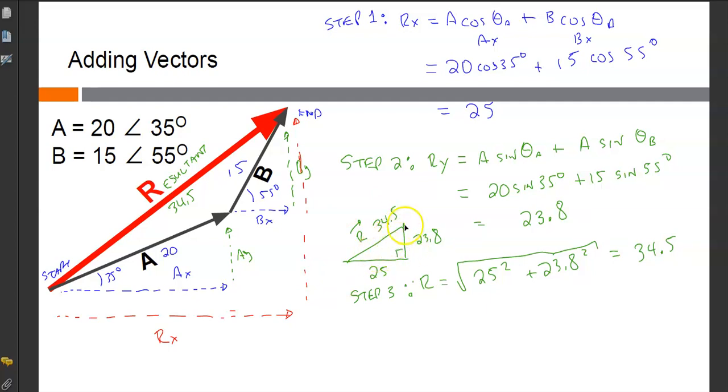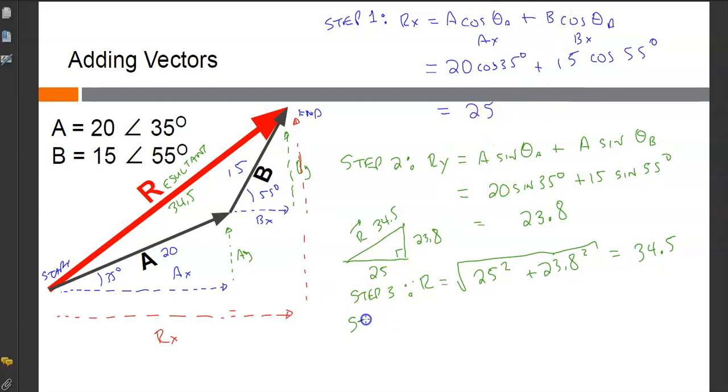Okay, maybe this isn't distance at all. Maybe it's velocity. Maybe I'm in a boat going 25 miles per hour this way, and the wind's pushing me 23.8 miles per hour that way. I'm really going 34.5 at that angle. And we'd like to know what that angle is. So I need that angle theta in there. So that's where step 4 comes in.